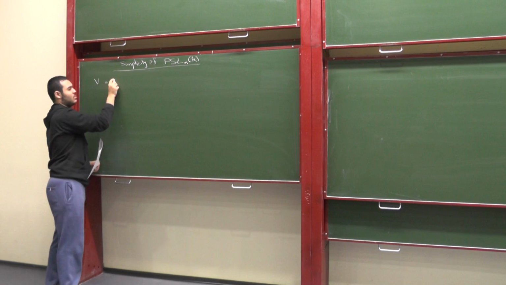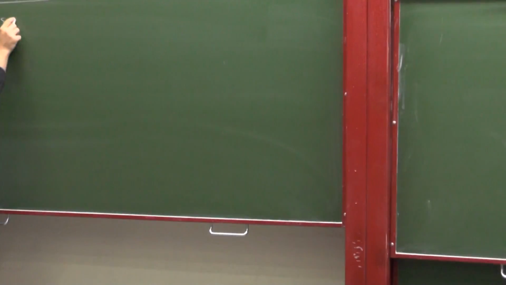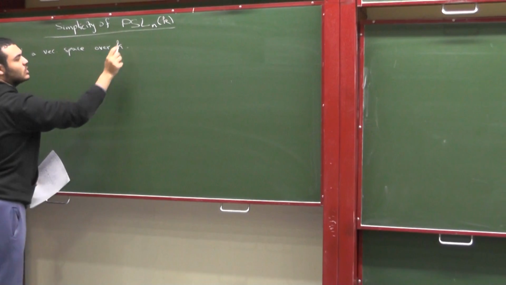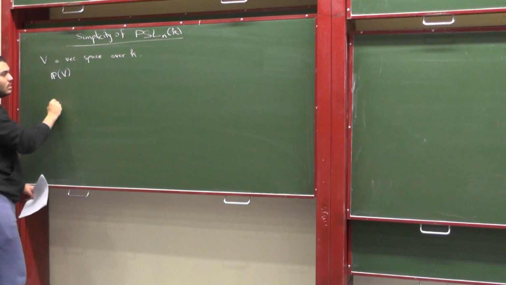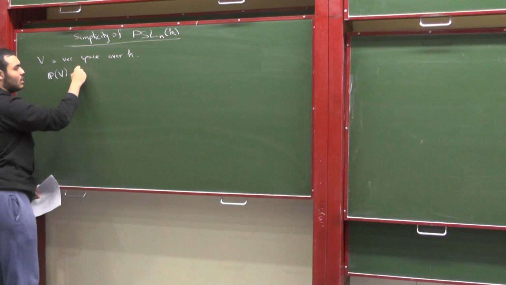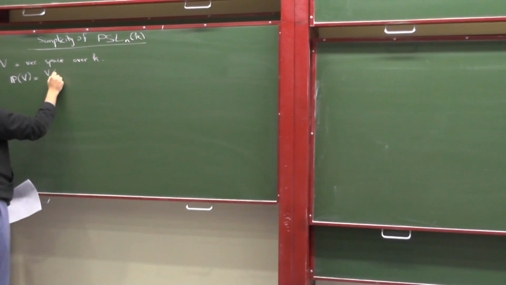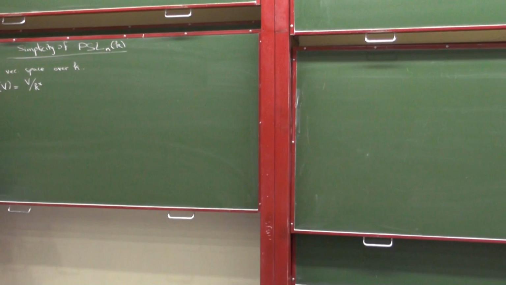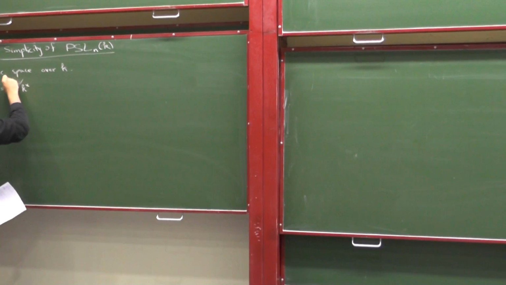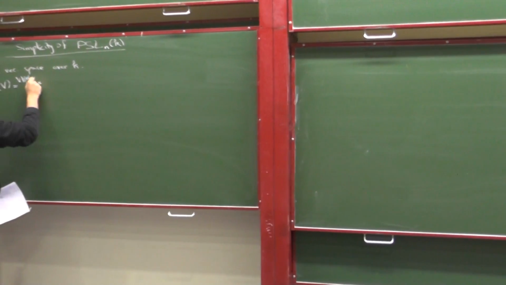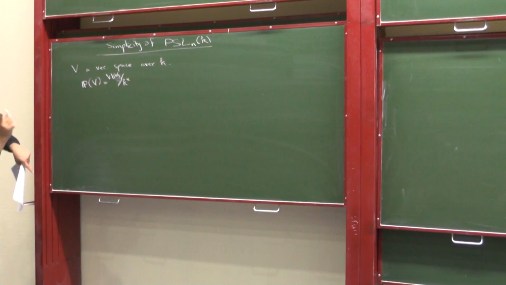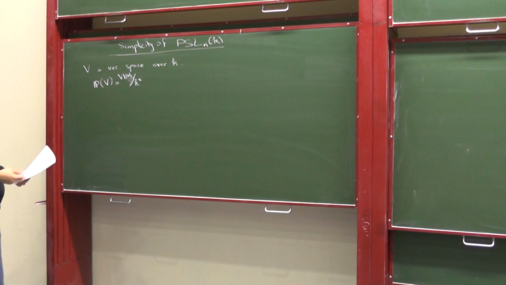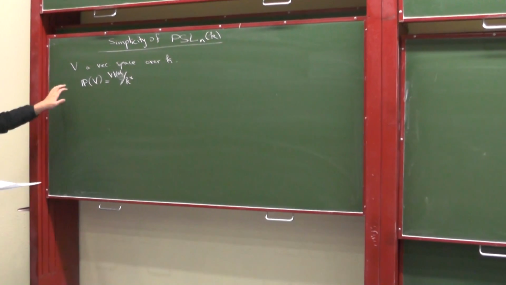Let V be a vector space over a field K. I define the projectivization of V to be basically V minus 0, modulo the scalars. So I look only at the direction, and identify opposite directions as well if you look at R, but that's the definition.